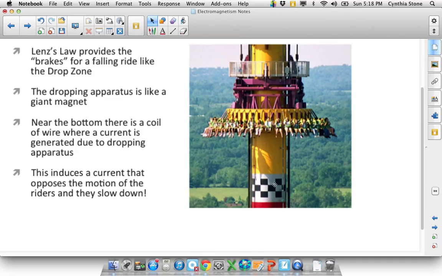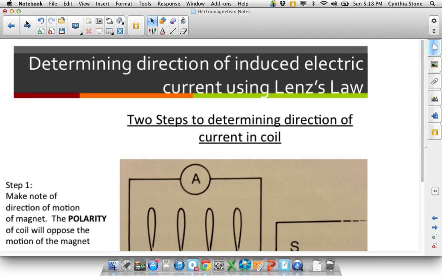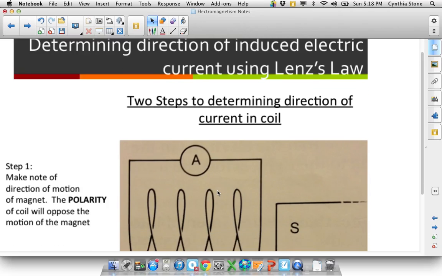And it's going to be wrapped around. It's going to create that in a direction that's going to oppose the motion of the magnet, slow the whole thing down. That's just an example. So let's look at it like this, okay?